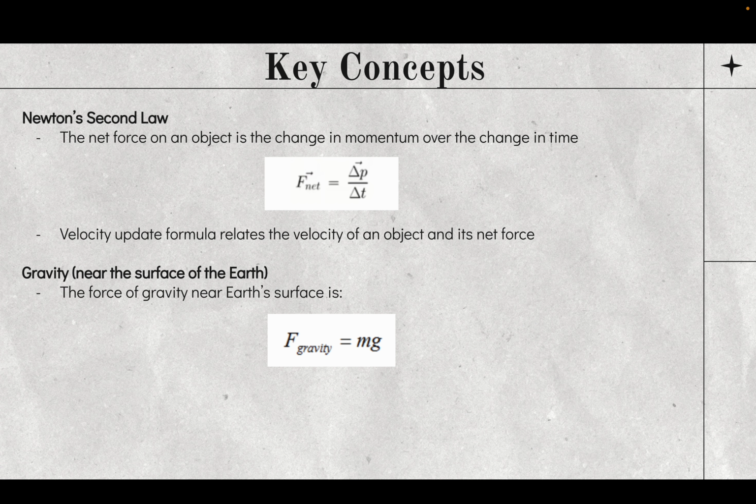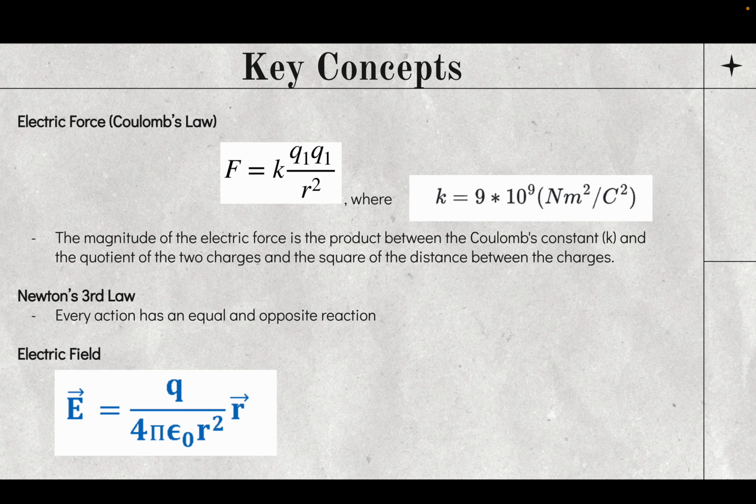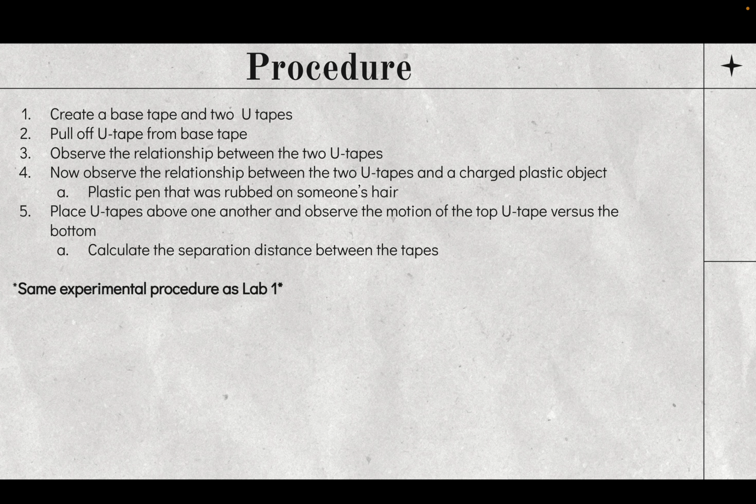Now, some key concepts of this lab. First, we're going to be using Newton's second law, which says that the net force on an object is the change in momentum over the change in time, which is summarized as force equals mass times acceleration. Then we'll also be using gravity near the surface of the Earth, which states that the force of gravity on an object equals mass times gravity. And then we'll also be going into the electric force, which is Coulomb's law, Newton's third law that states that every action has an equal and opposite reaction, and then the electric field equation.